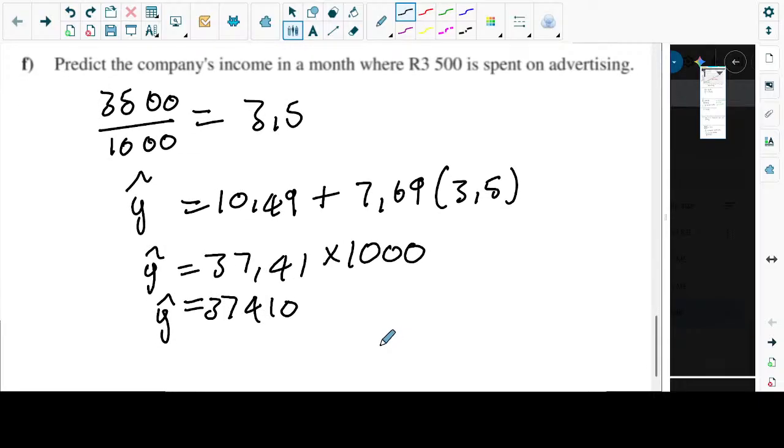Now let's show them something here, because people might think, what if I put 3.5 here? Would I still get the same answer? Just show them on the calculator and then check.